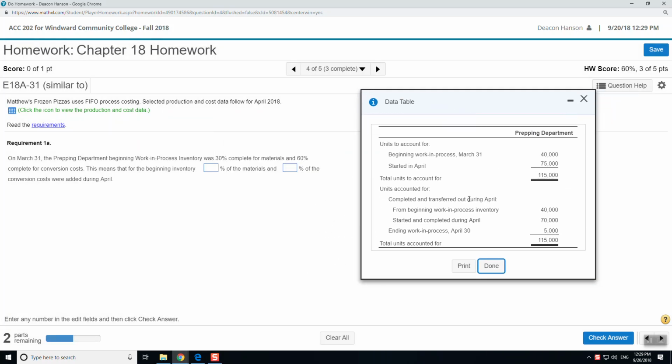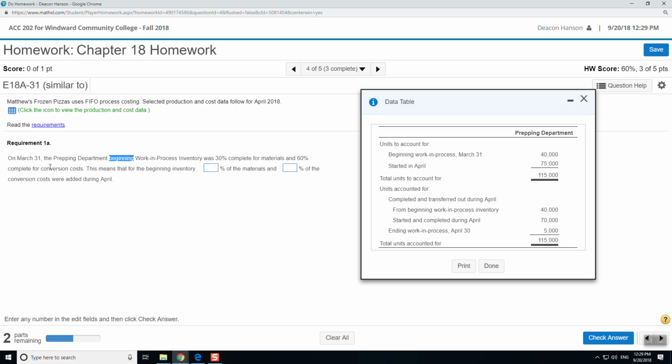So we got the units to account for, and then the units accounted for. So they already did the top half of the report, it looks like, right? And then we're going to end up doing the costs portion. So they got requirement 1A, and they're going to have a requirement 1B. 1A is focused on, I'm going to highlight the beginning work in process inventory. Okay. And then 1B will be focused on the ending work in process inventory.